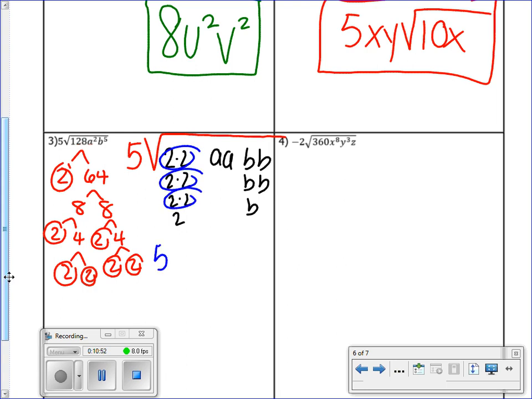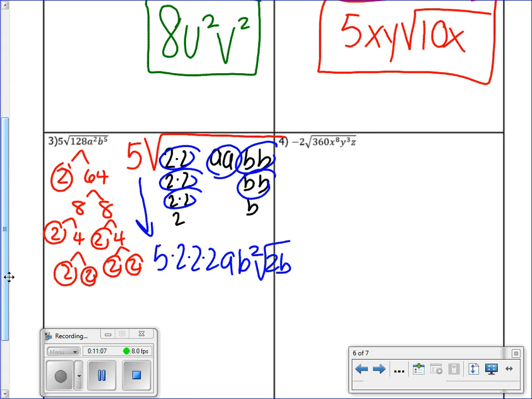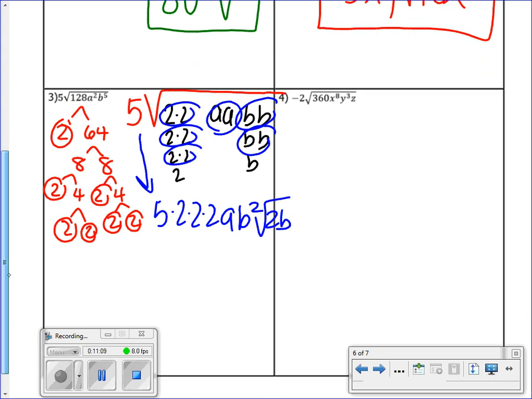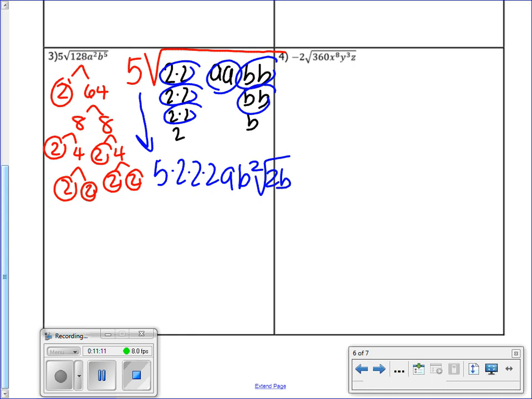So we have a 5 on the outside, and then 3 twos come out. 1 set of A and 2 sets of B. So that's A and B squared. Square root. We have a 2 and a B left over. Again, that 5 came down from the outside. 5 times 2 is 10. 10 times 2 is 20. 20 times 2 is 40. 40AB squared, square root 2B.